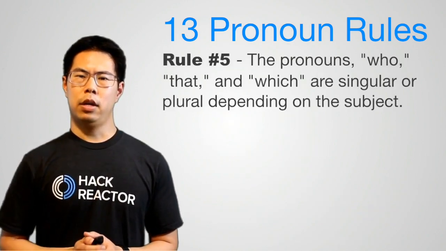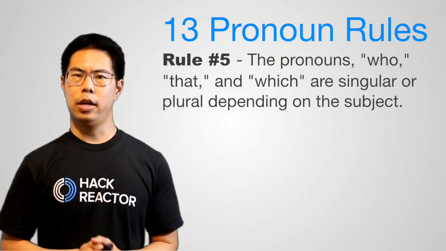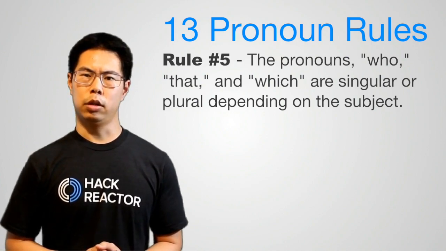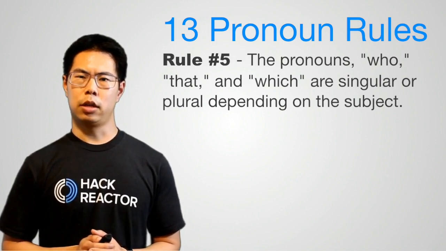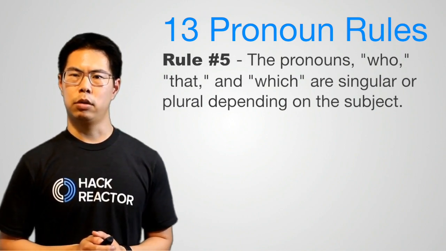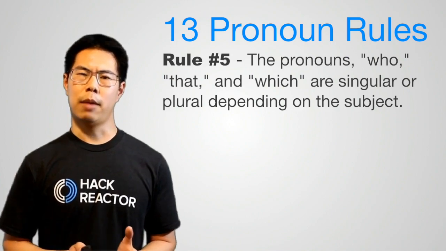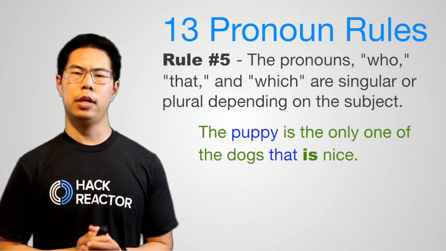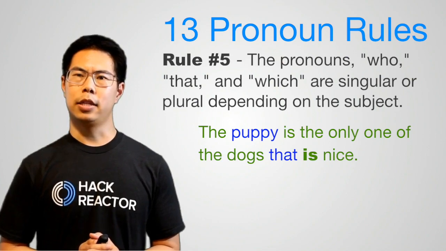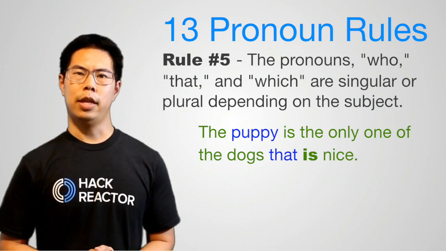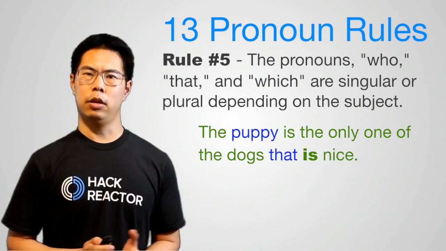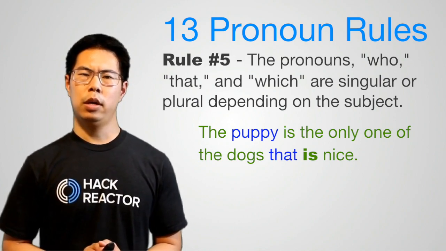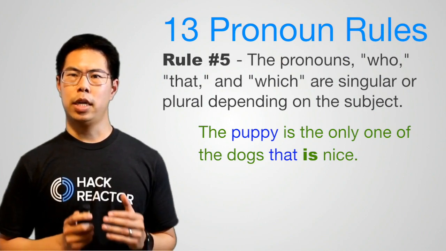Rule number 5. The pronouns who, that, and which are singular or plural depending on the subject. If the subject is singular, use a singular verb. If it is plural, use a plural verb. Here are some examples. The puppy is the only one of the dogs that is nice. Here the pronoun that refers to the puppy, which is the subject. Since puppy is singular, that will take a singular verb, which is why we are using the singular is as the verb.